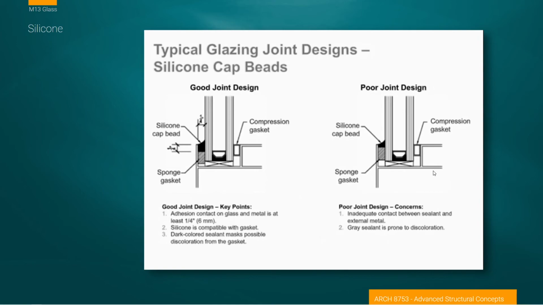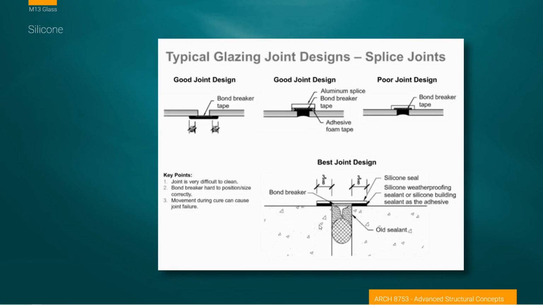Let's see if we can point out anything here in the failures of the systems. So here we have too small a gap, or too small of surface area. This is under 1/4 of an inch, and I think that's probably, and then gray sealant is prone to discoloration. I'm not exactly sure what that's talking about there. This is the idea of being able to cover large areas.